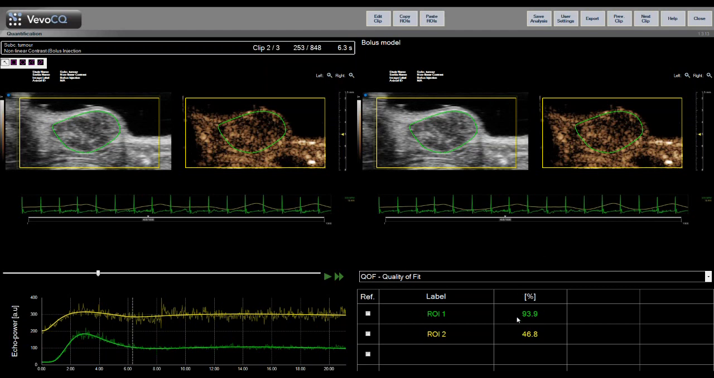This is pretty good, and this is roundabout what I would aim for when running analysis. I like to be in the 90% region. For the whole region of interest, for my whole contrast imaging set, quality of fit is rather low. And this can be because I have some artifacts in my image.